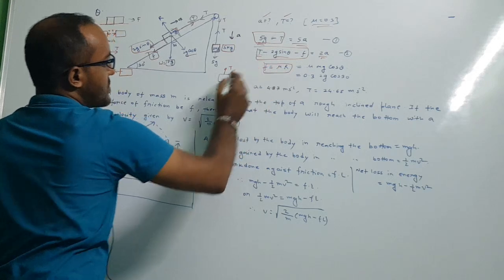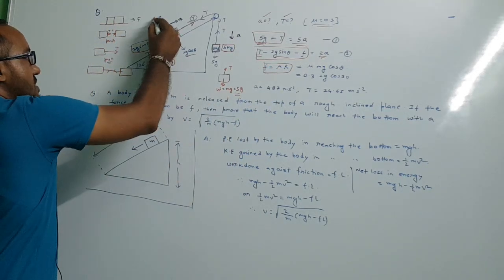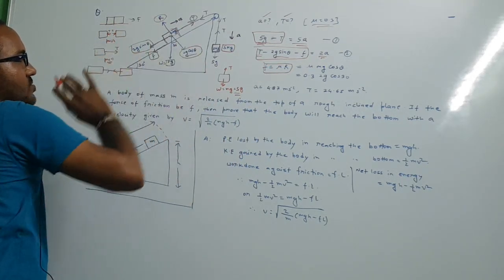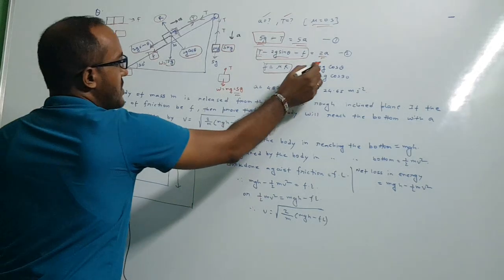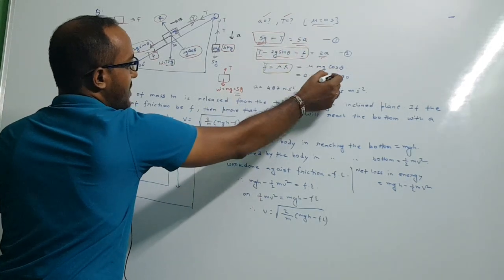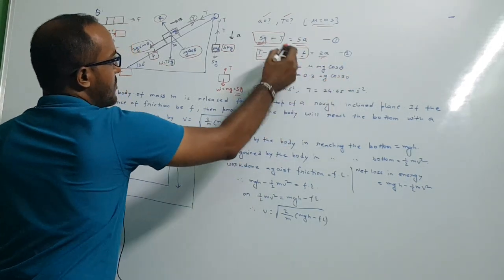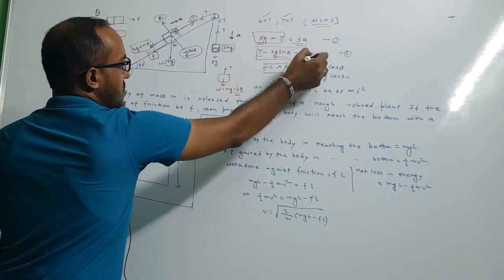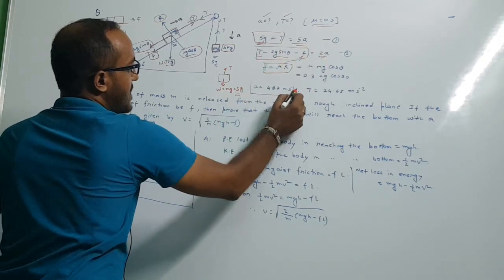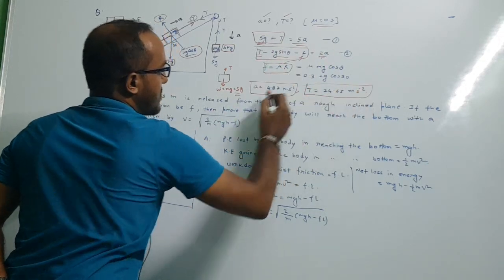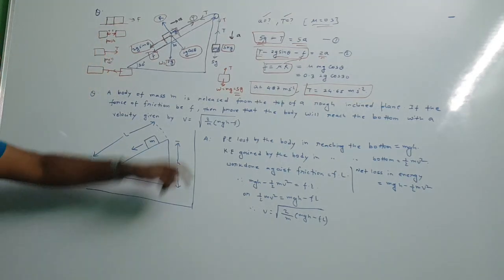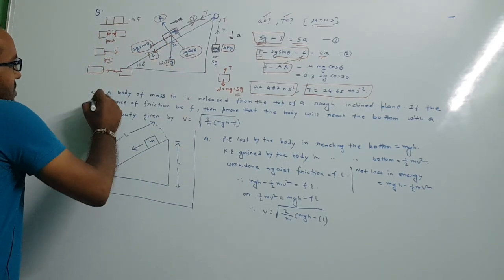And we know F equals mu into R, and R is your mg cos theta, that is 2g cos theta. Now you know the value of mu, g, m, cos theta. Put the value of F here, and solve equations 1 and 2. You will get acceleration as this and tension as 24.65 meter per second square. Solve individually. Now see the next question.